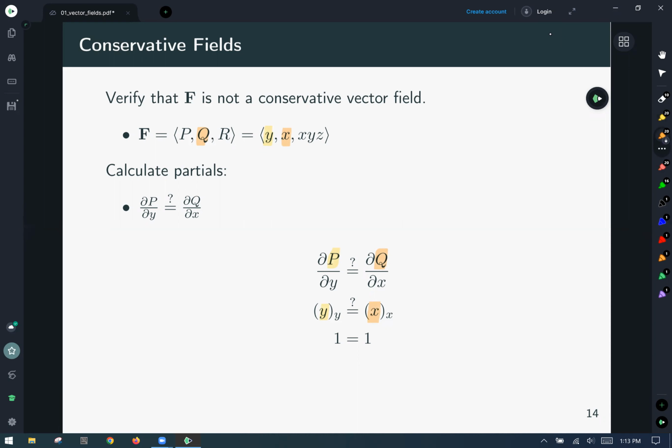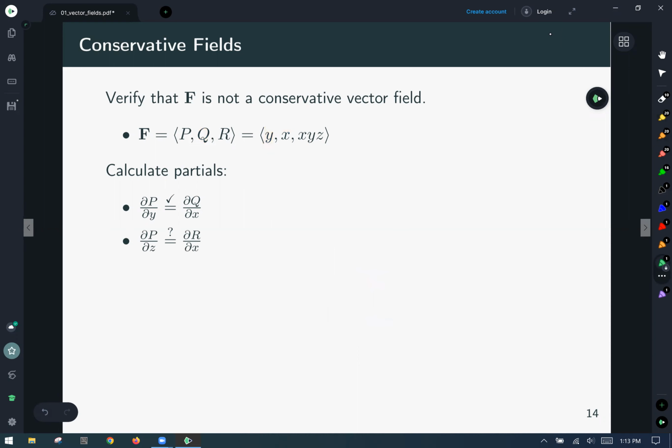So in this second line down, the partial of y with respect to y equals 1, and the partial of x with respect to x equals 1. And sure enough, this works. Everything's good. Give ourselves a green check mark, and we're good. So those first partials were equal. We gave ourselves that check mark there. So now we're going to move on to the next pair of potential partials, if you will.